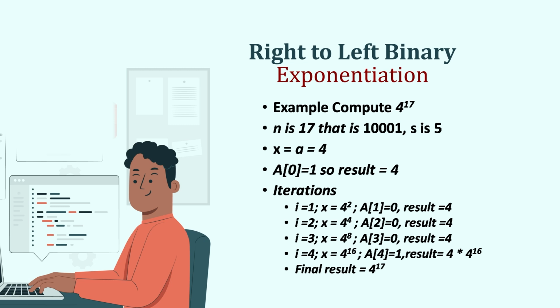And towards the end, when i equals 4, a4 is 1, so you are multiplying the value of x with the result, which was 4. So 4 into 4 to the power 16 becomes 4 to the power 17, which was your final result.